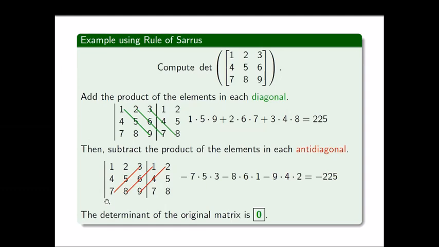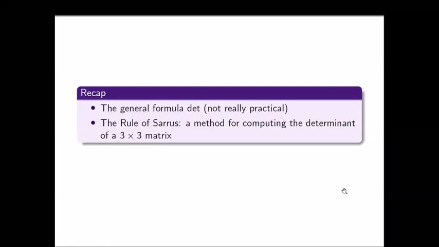And then we draw the 3 anti-diagonals. Each anti-diagonal meets with 3 entries. We take the product, we get 7 times 5 times 3, 8 times 6 times 1, and 9 times 4 times 2. We multiply it with the minus sign, and we get minus 225. And the determinant of this original matrix is 0, because it's the sum of 225 and minus 225.